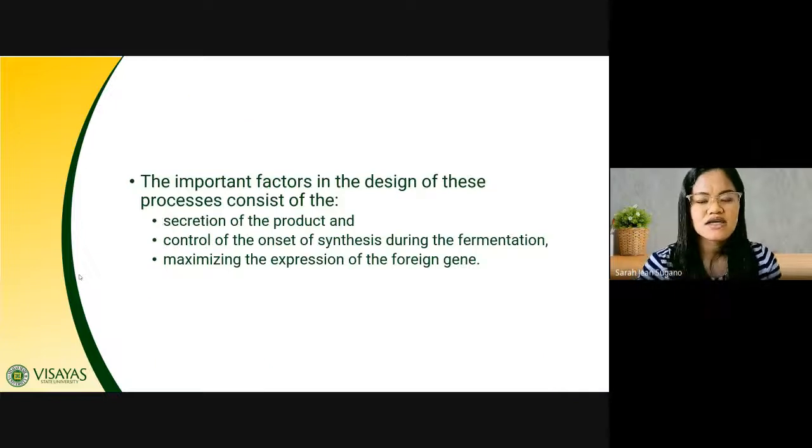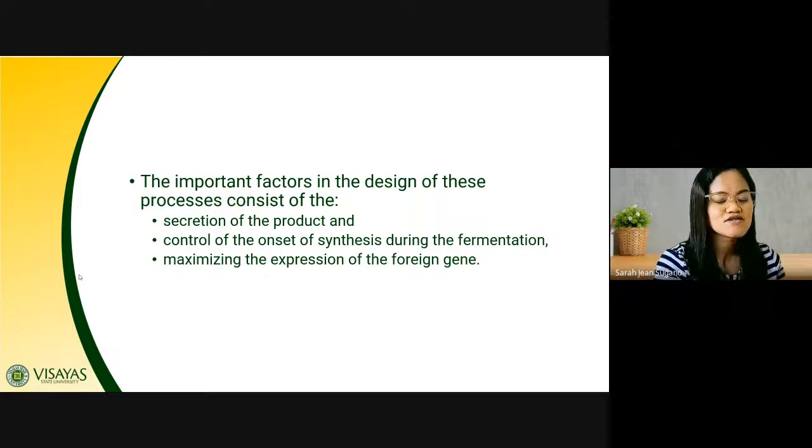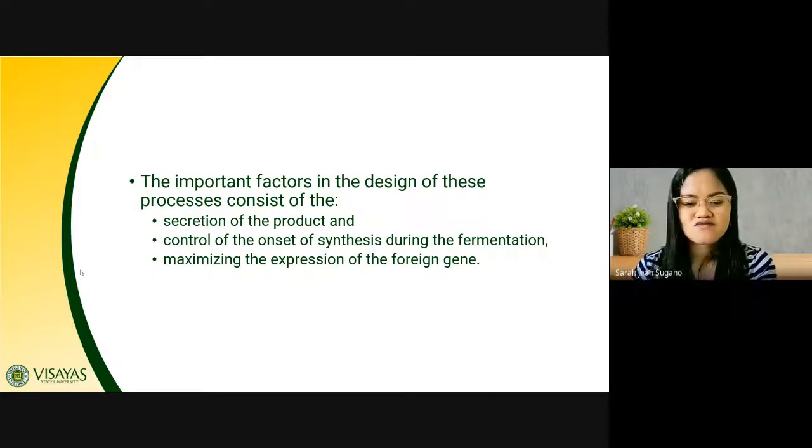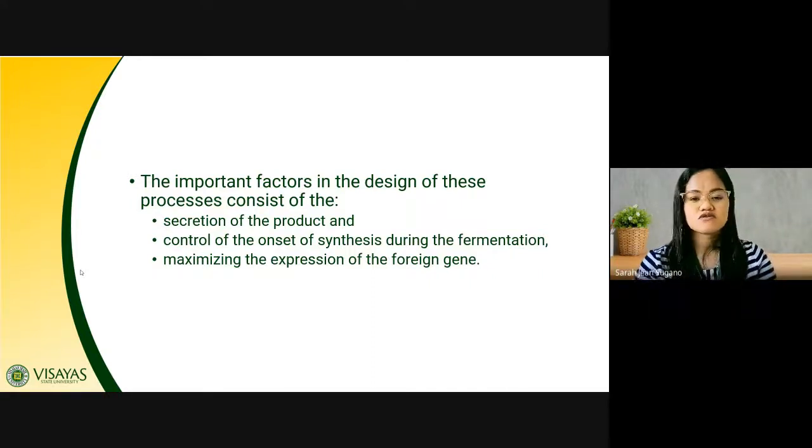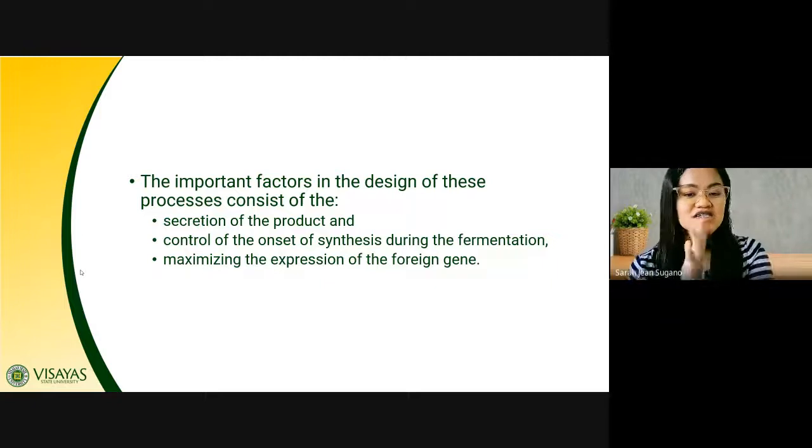So the important factors in the design of these processes consist of, one, the secretion of the product. The proteins or the genes that are introduced into the host cell should be secreted out of the cell, so there is expression of the gene, so that you will really have that protein product, a recombinant product. Second is the control of the onset of the synthesis during the fermentation. Of course, you also have to know the optimum conditions of these host cells in order for the foreign gene to be expressed out into the medium.